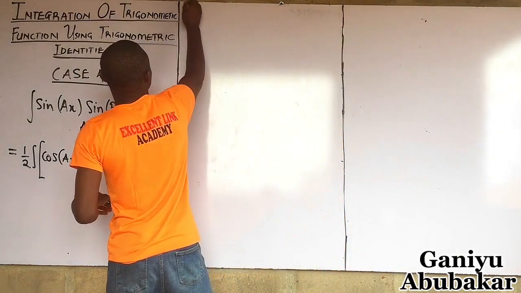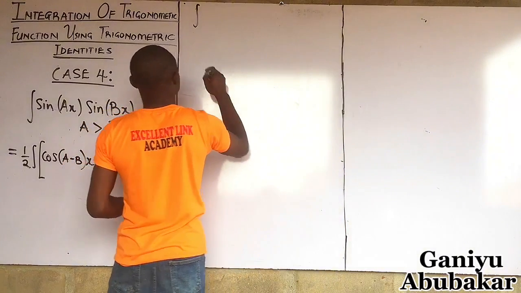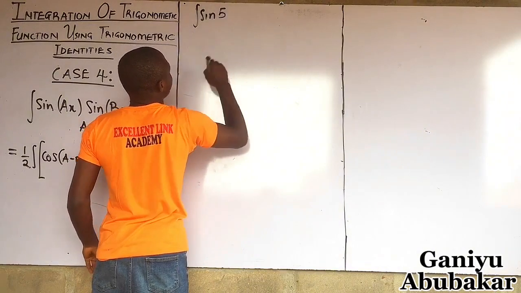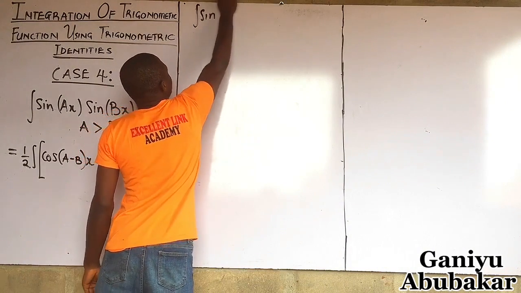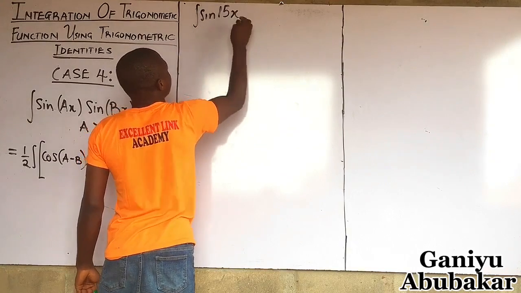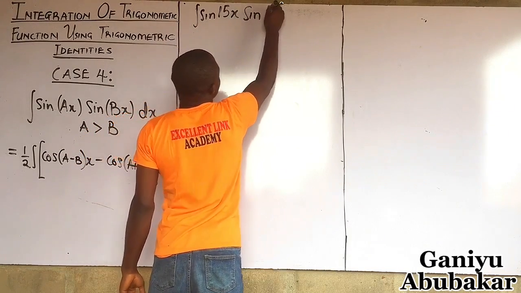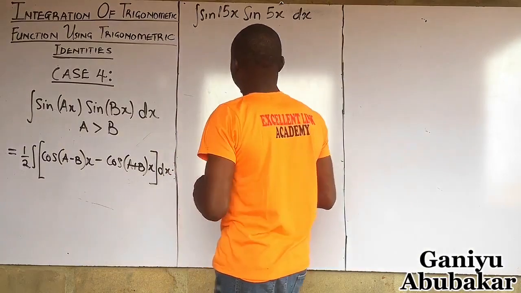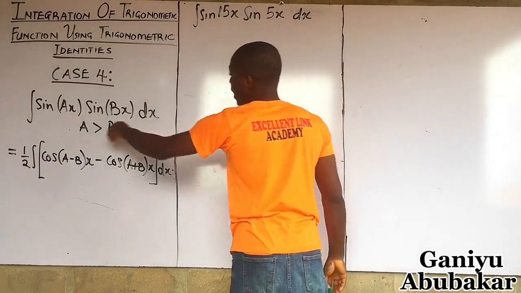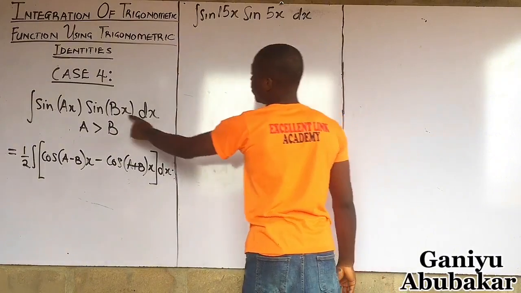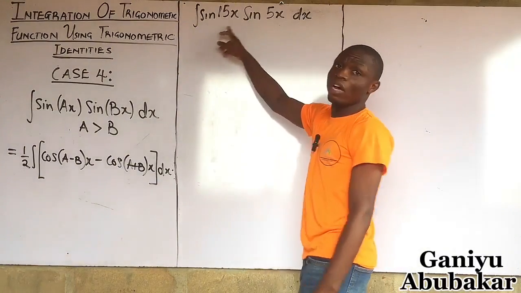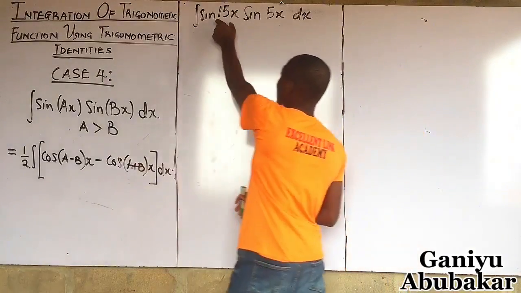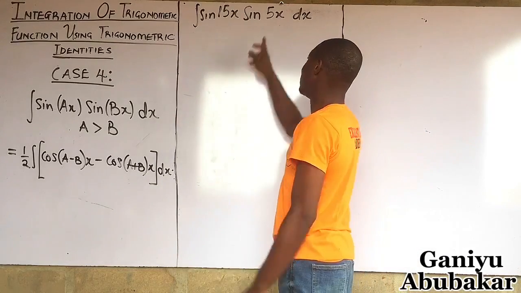So example 1, let's say I'm asked to evaluate the integral of sine 15x sine 5x with respect to x. Observe that 15 here represents a, and 5 here represents b. And observe that 15 and 5 are not equal. 15 is greater than 5. So the idea is that this number here must be larger in value than this number here.